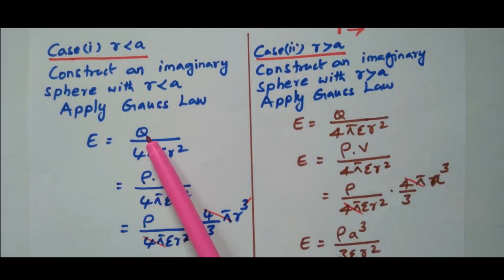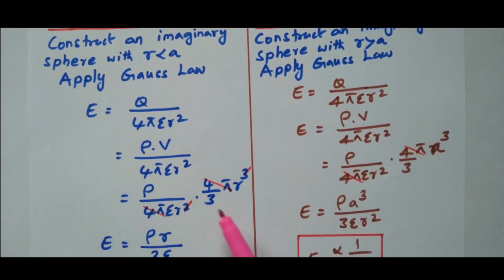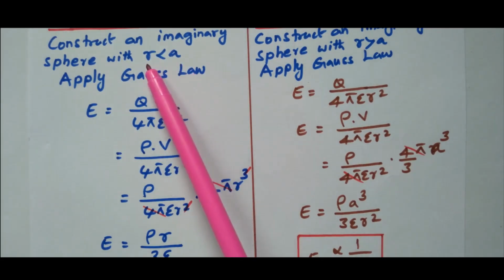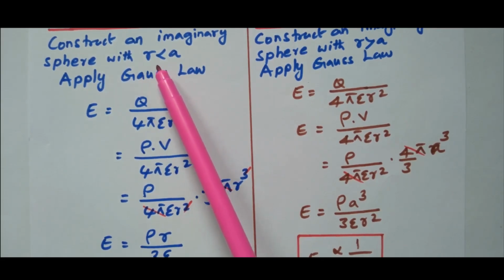E equal to Q divided by 4 pi epsilon R square. Now Q can be replaced as rho V. We already discussed rho V. So rho V divided by 4 pi epsilon R square. What is V? V, the volume of the sphere, is nothing but 4 by 3 pi R cube. What is the value of R here? R is nothing but less than A. Suppose A is 10 centimeter, then R will be less than 10 centimeter. It may be 9 centimeter or 8 centimeter or 1 centimeter.